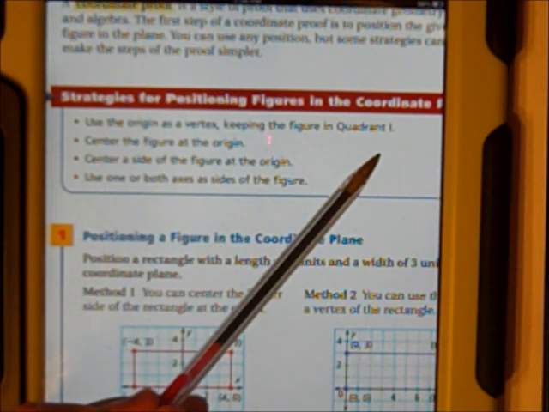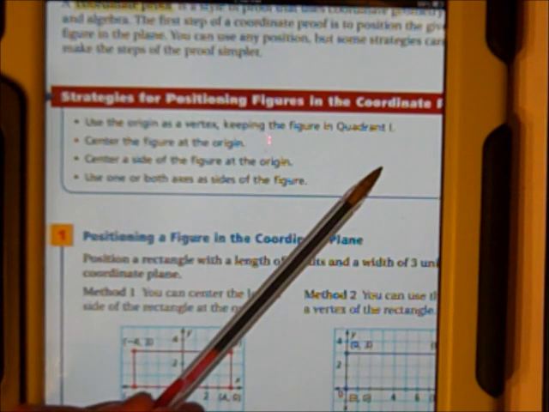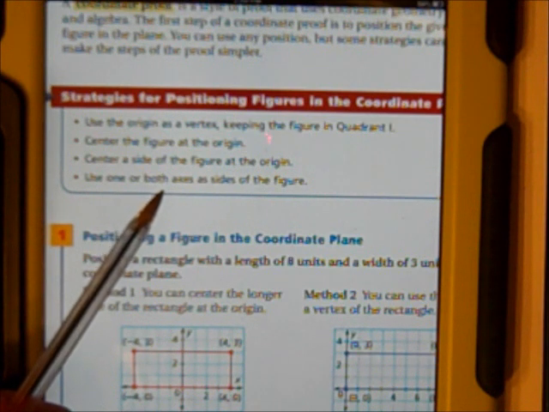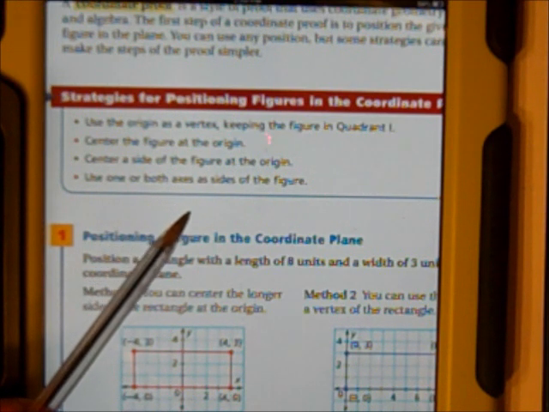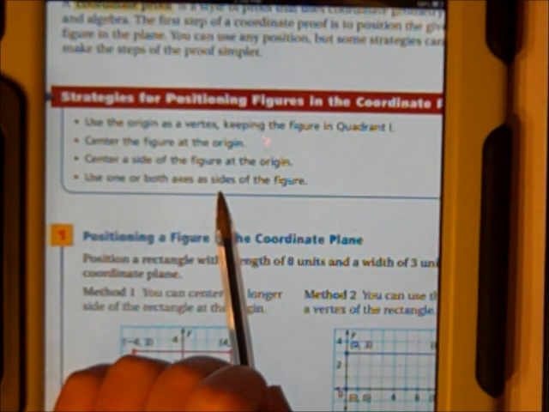So here are your strategies. Use the origin as a vertex and keep the figure in quadrant 1. What that does is that keeps all your vertices positive numbers, and so you don't have to worry about dealing with negatives. The other one is to center the figure at the origin. One is to center a side of the figure at the origin. And the last one is to use one or both axes as sides of the figure. Now the one that we use the most is actually the first and the last combined together if possible. So use one or both axes as the sides and keep it in quadrant 1.